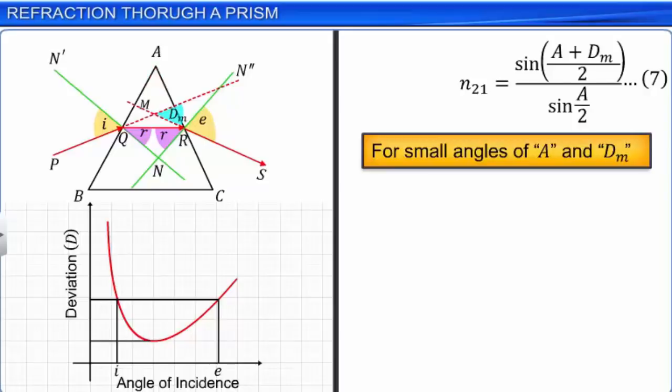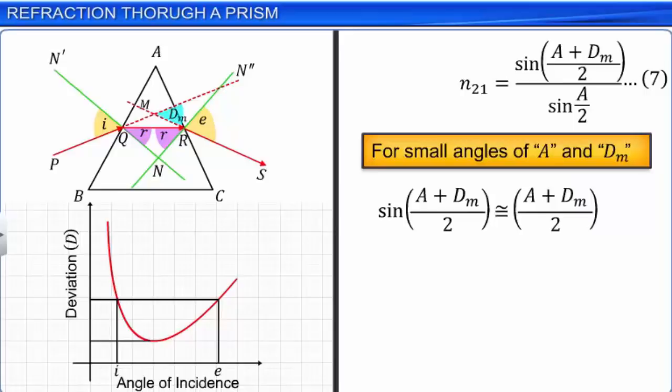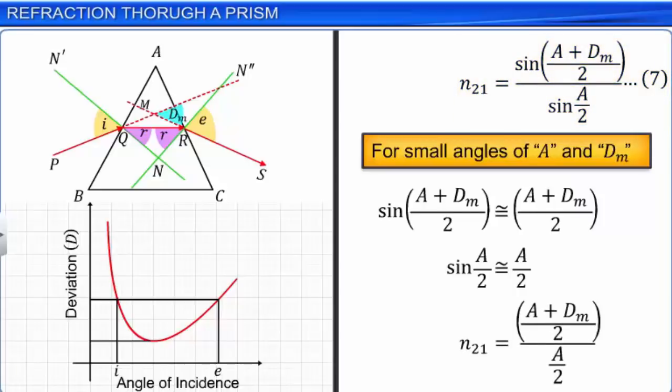Substituting these values in equation 7, we get n21 is equal to ((A + dm)/2) / (A/2). On simplification, we get dm is equal to A times (n21 minus 1). Therefore, for prisms of small refracting angles, minimum deviation is small and is independent of the angle of incidence. Let us apply these formulae and solve some examples.